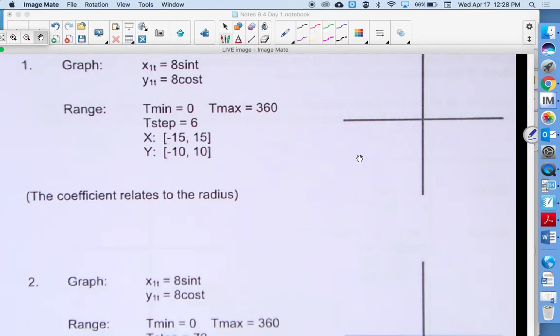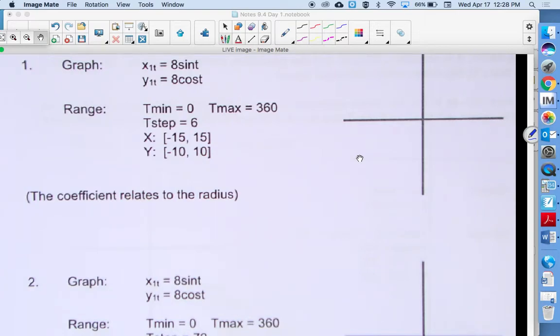So you're asked to plug it in your calculator and draw yourself a little picture. It says the coefficient relates to the radius, so the coefficient of 8 in front of the sine, 8 in front of the cosine. It's the same coefficient, so you're going to get a radius of 8 that talks about the circle. When you get to number 3 on the next page, it asks you to compare 1, 2, and 3 and write a little statement. What's happening with the graph? And then you're going to graph number 4 and write a little statement after it. And then you'll be graphing number 5.